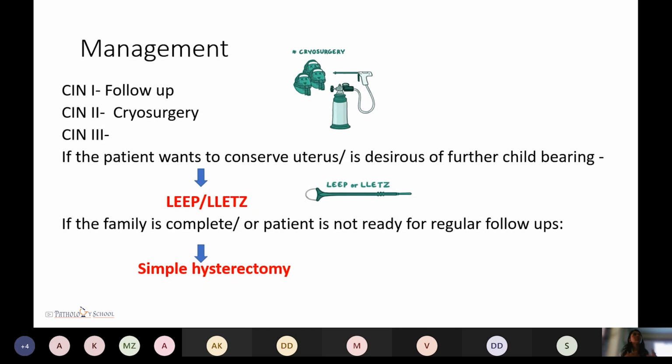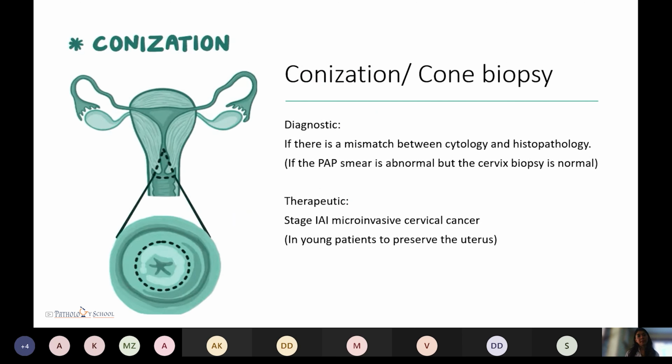If the patient wants to conserve the uterus and is desirous of further childbearing, we go for a procedure called loop electroexcision procedure, or a large loop excision of the transformation zone, where the entire transformation zone itself is removed. But if the patient's family is complete and is not desirous of further follow-ups, we go for a simple hysterectomy, in which only the uterus and the cervix are removed.